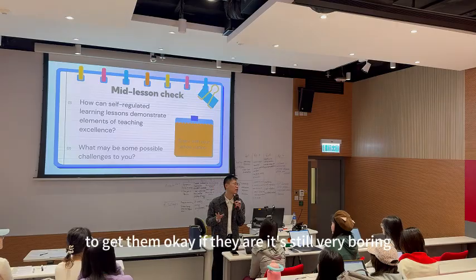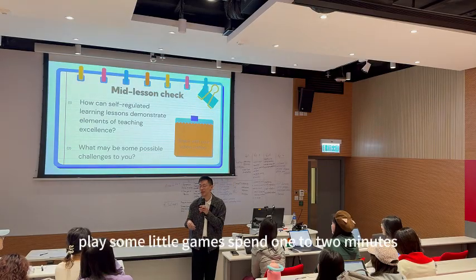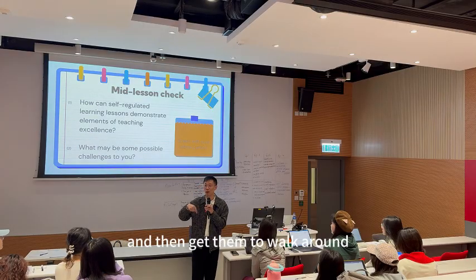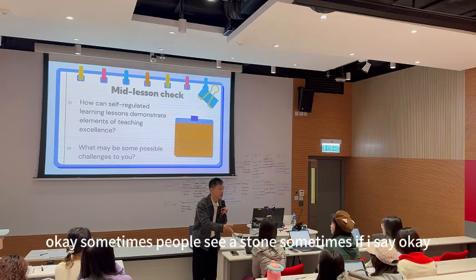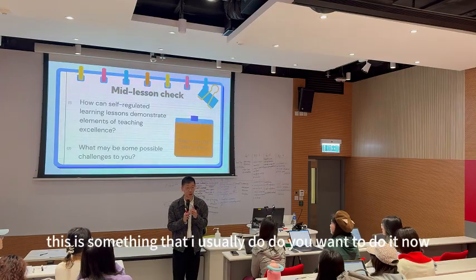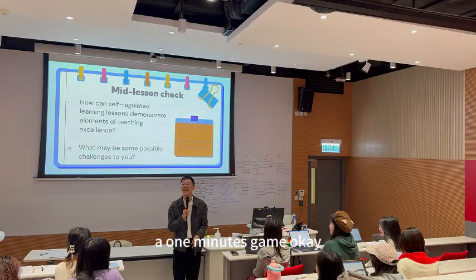Okay? If it's still very boring, then just come out, play some little games, spend 1 to 2 minutes, stop the lesson, and then get them to walk around. Okay? Sometimes paper, scissors, stone. Sometimes if I say, okay, this is something that I usually do. Do you want to do it now? I can do it with you. Okay, game, a 1 minute game.